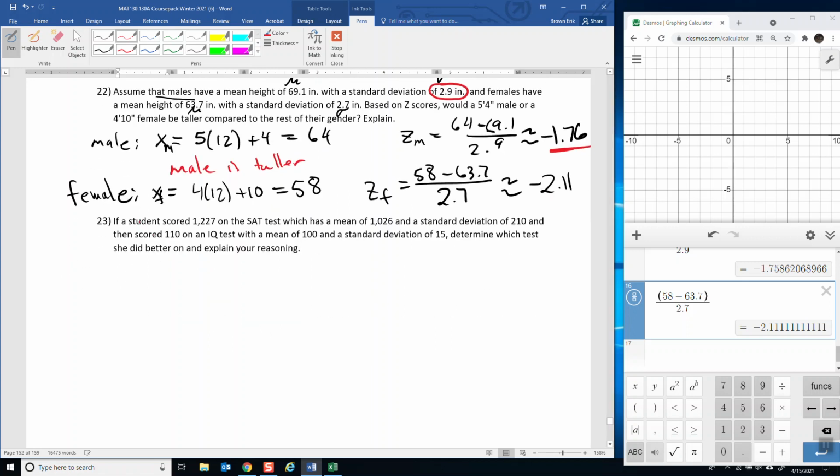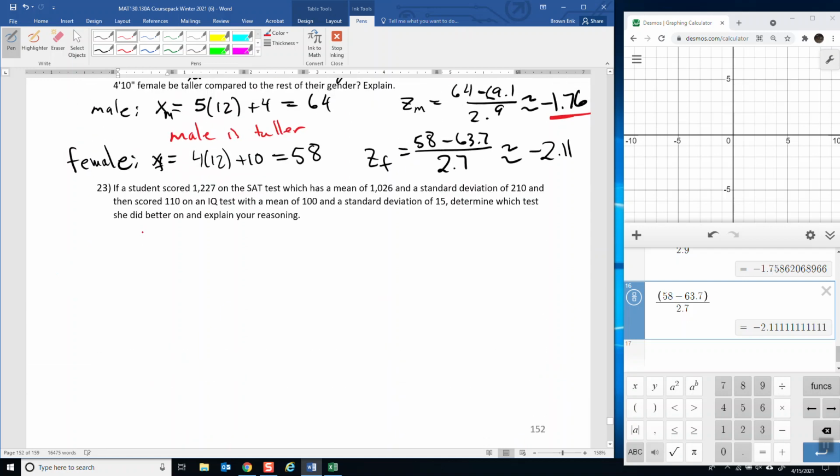Okay, one more, same thing. Here we have a student that scored this on the SAT test, and the SAT population mean is 1026, population standard deviation is 210, and then scored this on an IQ test with, again, population mean and that. So determine which test she did better on. Okay, so same thing. We'll just do a z-score here. We don't have to convert any units, thankfully.